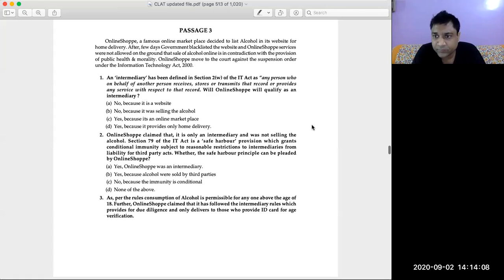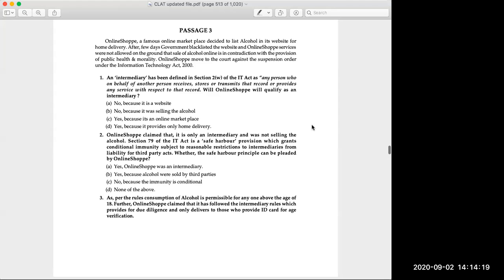Please raise your hand. Okay. Aishanya, read the passage and please explain it as well. Go ahead. Online Shopee, a famous online marketplace, decided to list alcohol on its website for home delivery. After a few days, the government blacklisted the website and online Shopee services were not allowed on the ground that sale of alcohol online is in contradiction with the provisions of public health and morality. Online Shopee moved to the court against the suspension order under the Information Technology Act 2000.